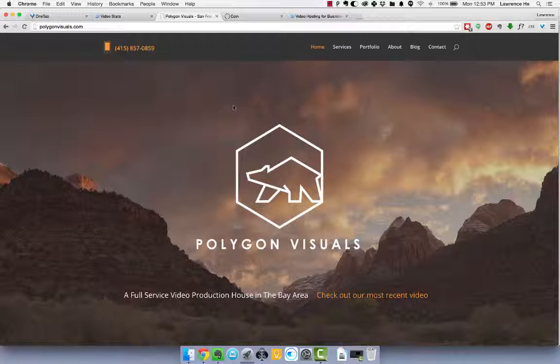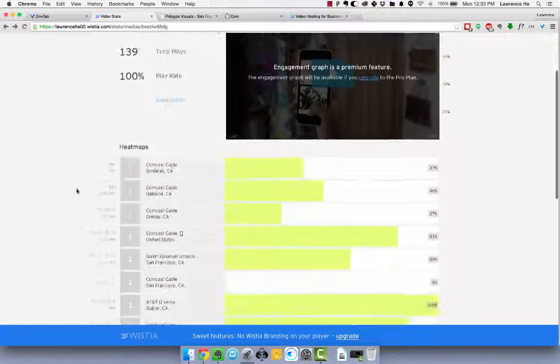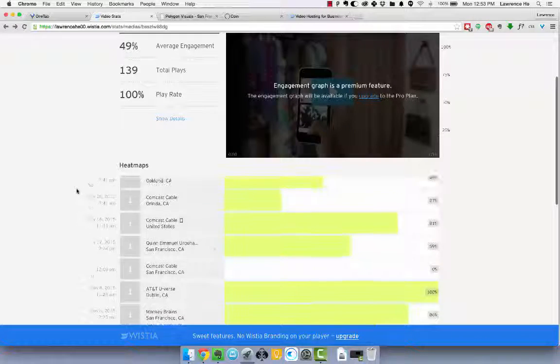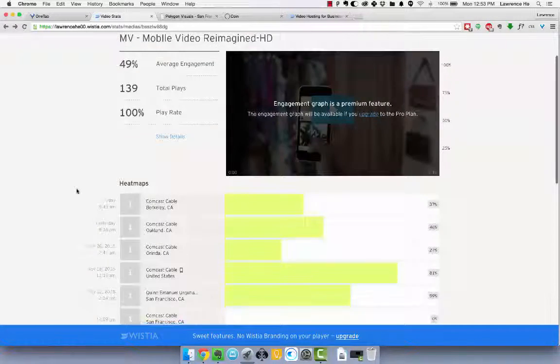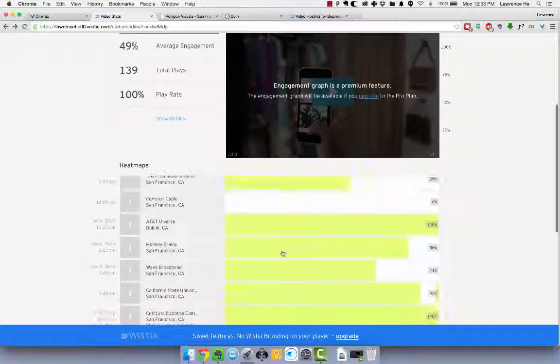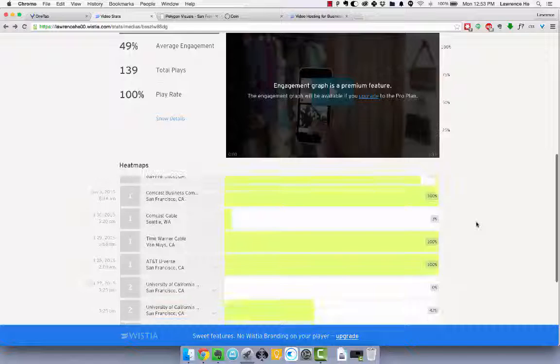Well, it's hosted by Wistia, so if I pull up the video stats on our Wistia page, you can see that that homepage video got 139 total plays, 100% play rate, and a 49% average engagement rate. And you can also check the heat maps. This is really nifty because once you start looking at the heat maps, you can see where people start to drop off. They're interested, and then they drop off maybe about halfway. Most people watch the video in its entirety, 100%.